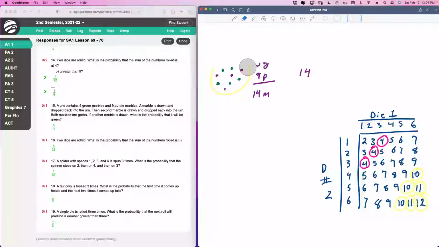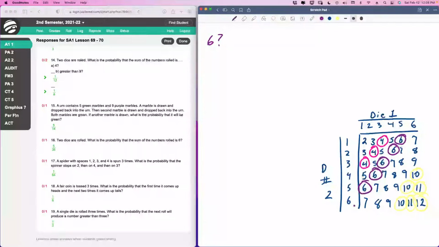Okay. So here's our other 2 dice are rolled problem. That's why I left this up. 2 dice are rolled. What is the probability that the sum of numbers rolled is 6? So 6. That's what we're looking for. All right. So we have 1, 2, 3, 4, 5 probabilities or 5 chances that it'll be 6. So 5 out of 36 times, right here, that's our probability.